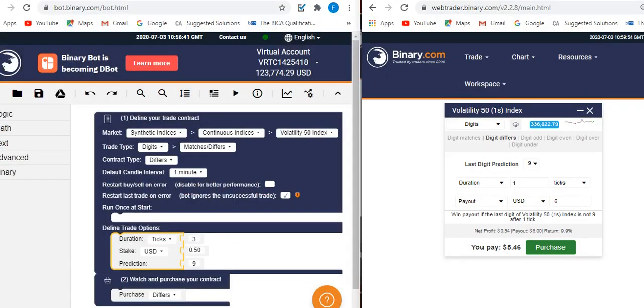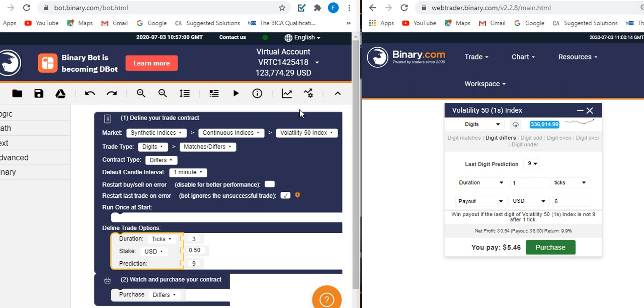I already created this, just see here. This is bot.binary.com, a basic bot. I didn't download any bots, and I didn't use any script here. Another website I opened is webtrader.binary.com.